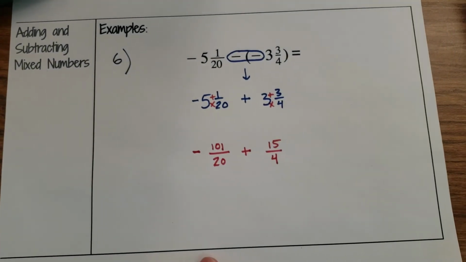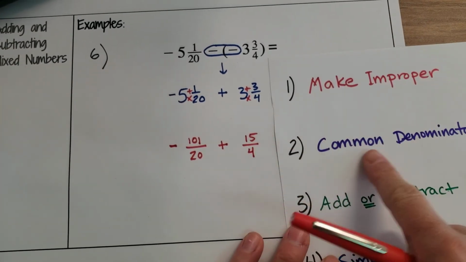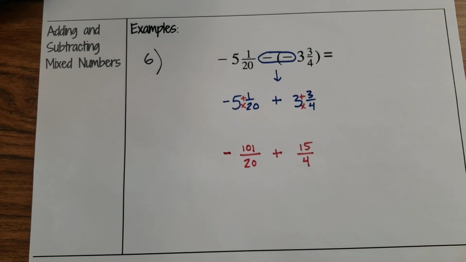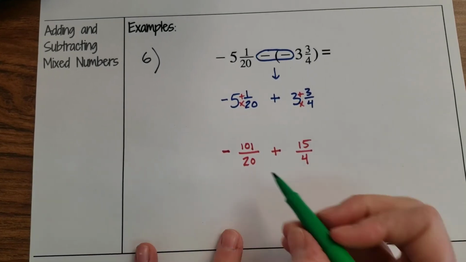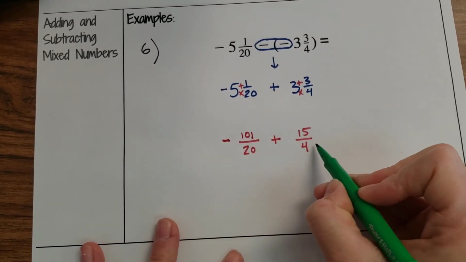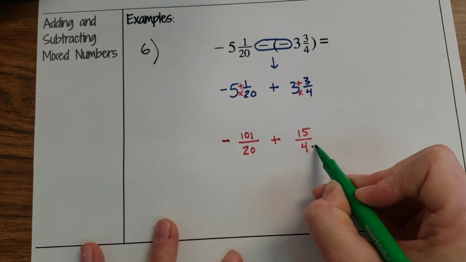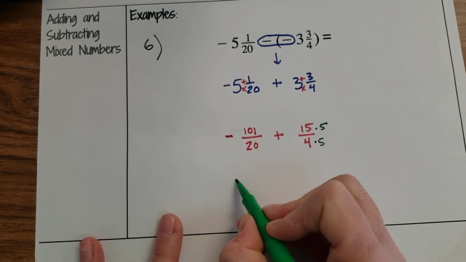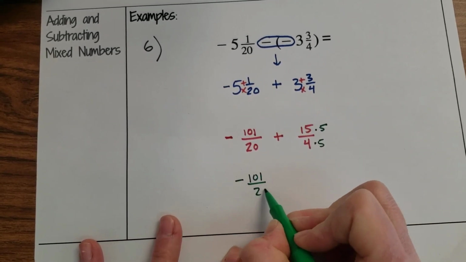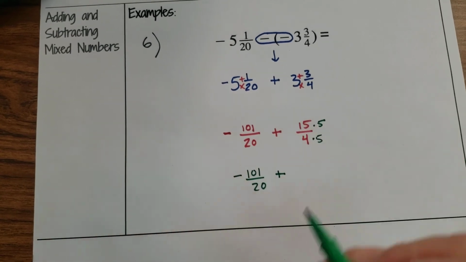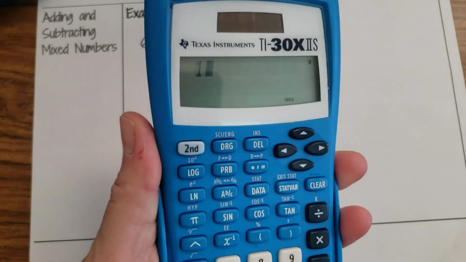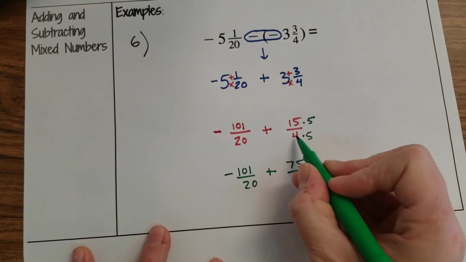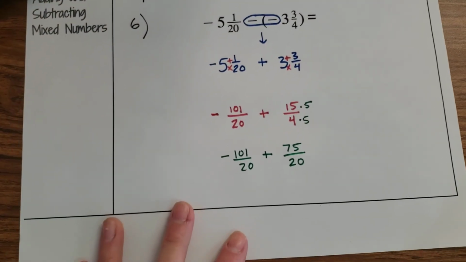All right, now that we've got improper fractions, we can find a common denominator, 20 and 4. What's the least common multiple of 20 and 4? Yep, you got it. We're going to change them both to 20ths. That already is 20ths. I need to make 4 into a 20. Multiply by 5, same thing to the top. All right, let's rewrite this. I got negative 101 20ths plus 15 times 5. If you don't know what 15 times 5 is, we can use a calculator. 15 times 5 is 75. 4 times 5 is 20ths. We've got common denominators, everybody.